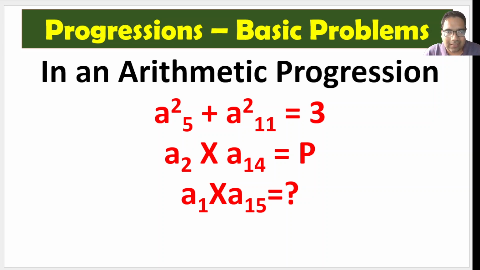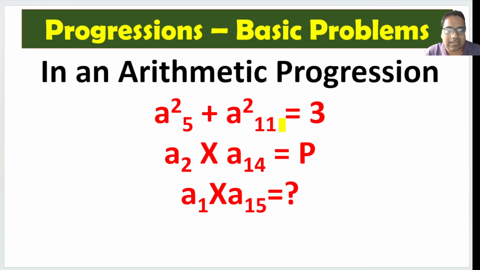Hi friends, in this arithmetic progression, we have the square of the fifth term and the square of the 11th term. The sum of these two terms is 3. At the same time, the product of the second term and the 14th term is some P. We have to find the product of the first term and the 15th term. These terms look odd, but there is some relation between them.